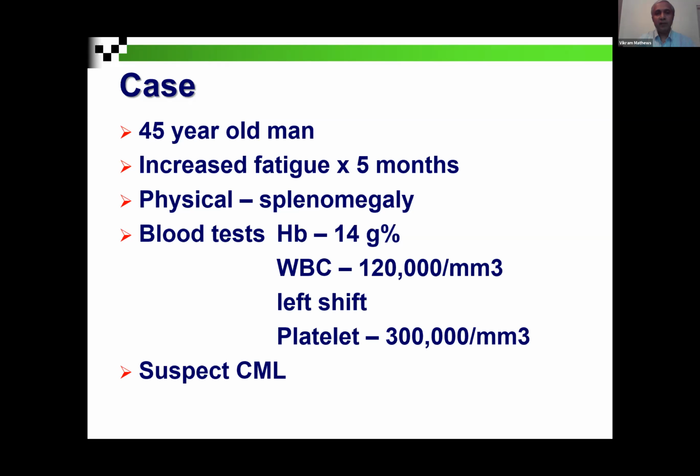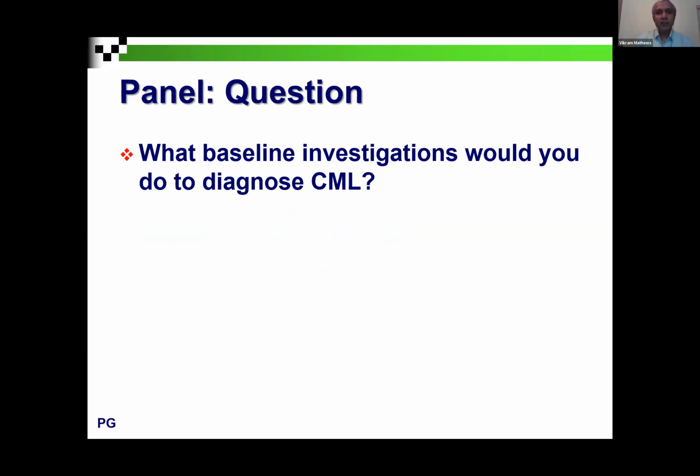We do strongly suspect CML in this particular patient. So my first question is to Dr. Prashant Ganeshan. What baseline investigation will you do to diagnose CML?